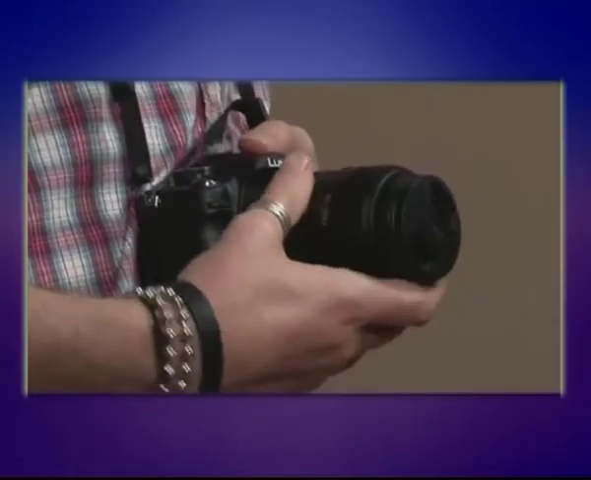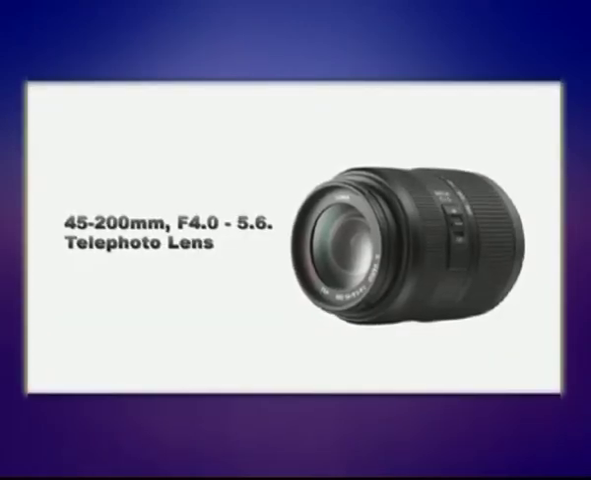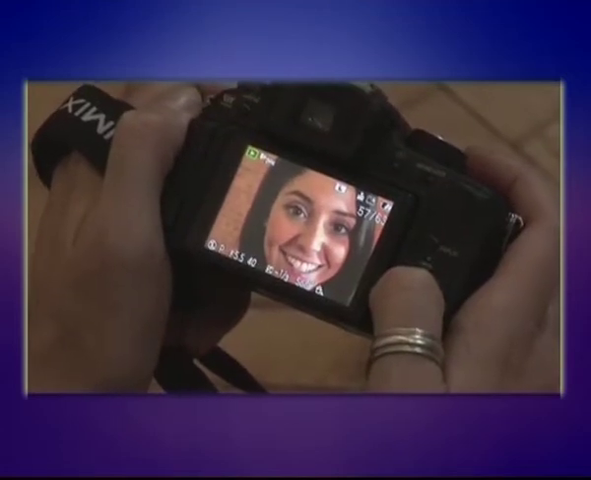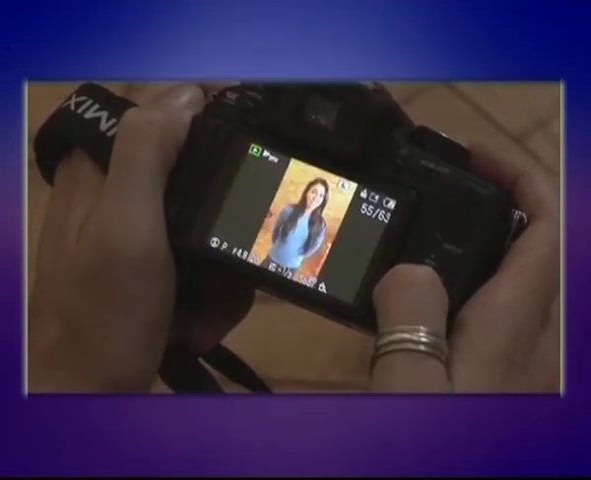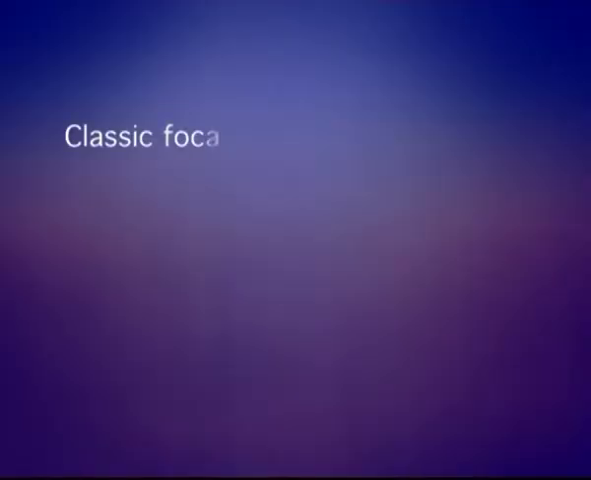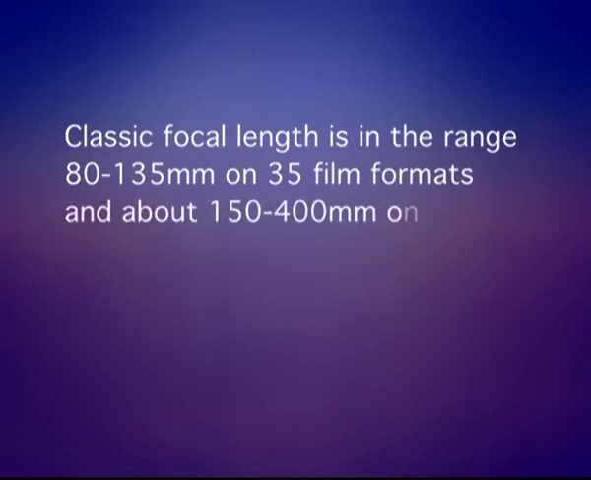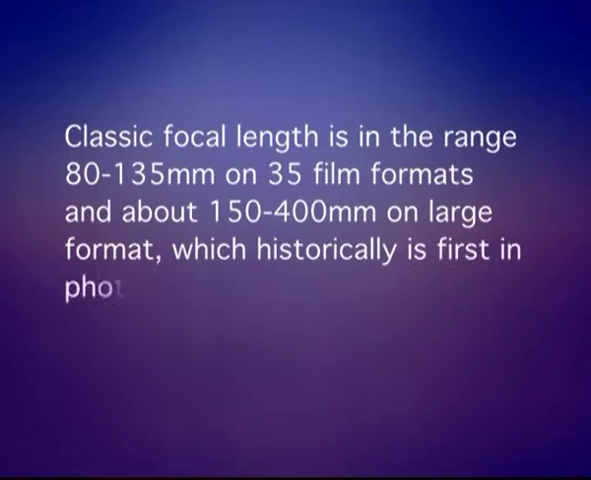Lenses used in portrait photography are classically fast, medium telephoto lenses, though any lens may be used depending on artistic purposes. One can find various portrait lenses for SLR lenses in this style. Other manufacturers feature similar ranges. Classic focal length is in the range 80 to 135 mm on 35 mm film formats and about 150 to 400 mm on large format, which historically is first in photography.